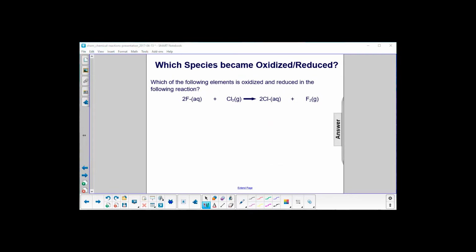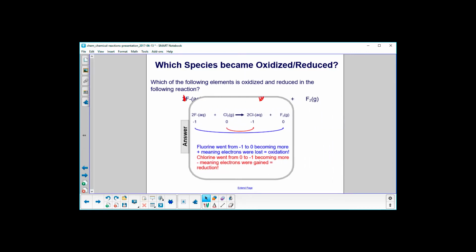Which of the following elements is oxidized and which is reduced in the following reaction? First thing we're going to notice is we don't care about the coefficients, so we're just going to blot them out here so we don't worry about them. So please give this a shot on your own, pause the video, and when you're ready, come back, we'll pull out the answer tab. Okay, here's our answer tab. Let's see what we have.